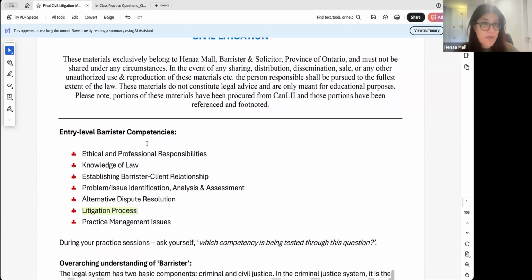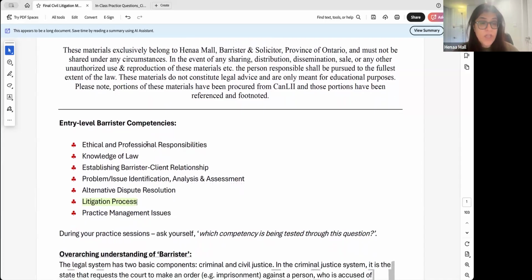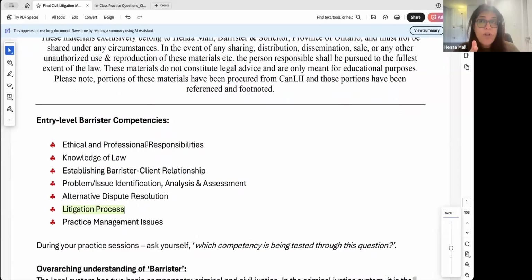And then, of course, the practice management issues that we are going to deal with. So during your practice sessions, I'm going to ask you, before we even look at the answer, read the question and ask yourself, which competency am I being tested on?